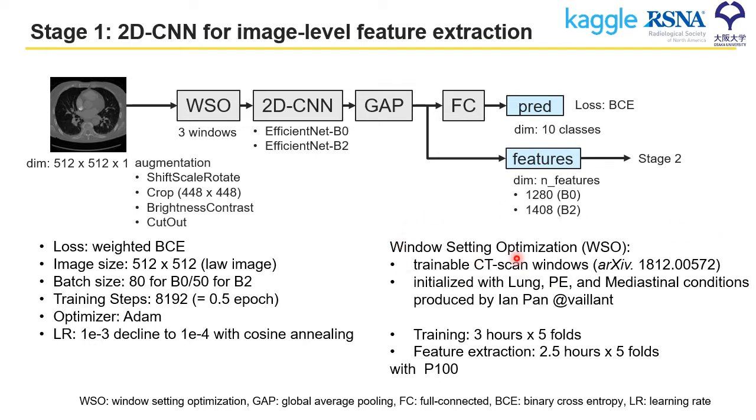I used trainable CT scan windows proposed in this paper. The windows were initialized with lung, PE, and mediastinal conditions. The training conditions are as shown here. I extracted the output of the GAP layer as the features and used it for the input of the stage 2 model.